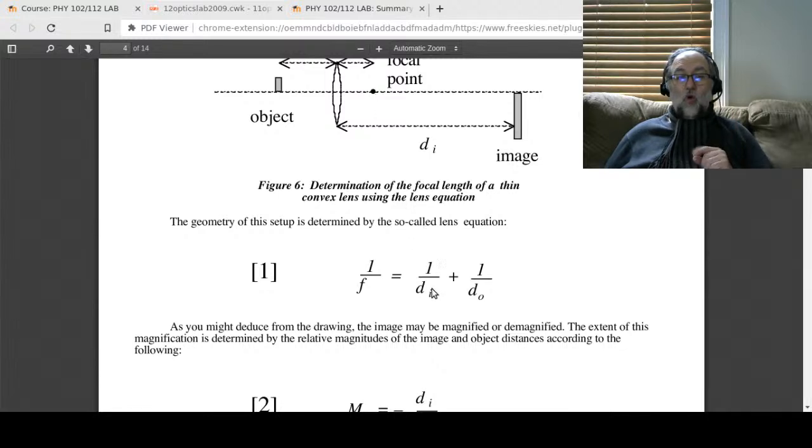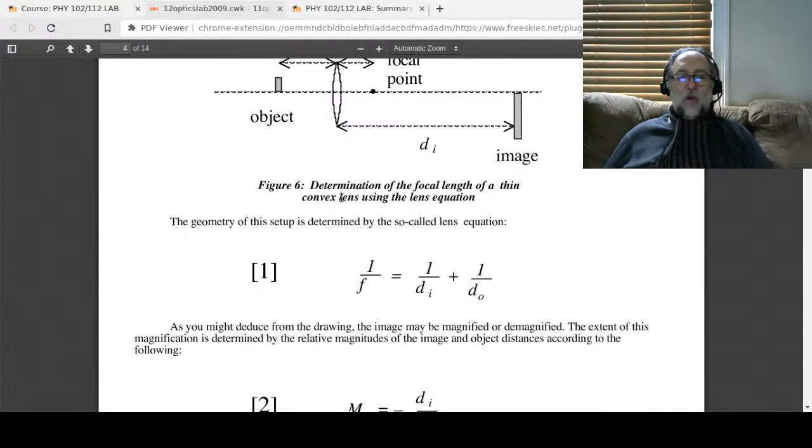that's going to equal 1 over DI, where DI is the distance from the lens to the image, here like that, and then plus 1 over DO, where DO is the distance from the object to the lens, there like that. And this is just obtained by some similar triangles. In the lecture, when I post that, I'll give you some indication of how this comes about. But right now, we can just take this formula as given.